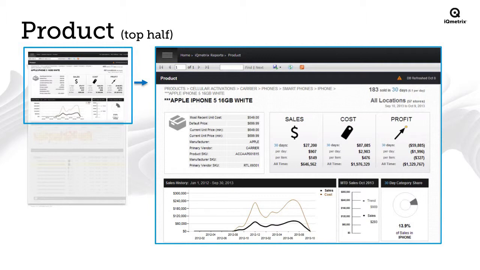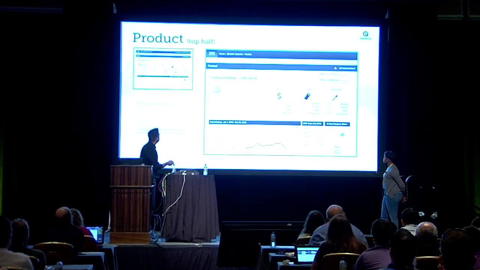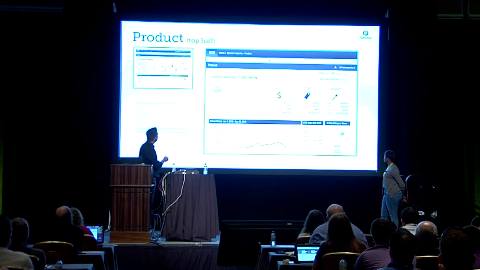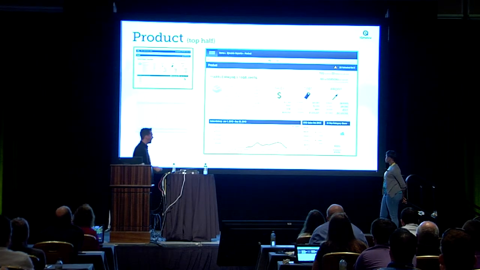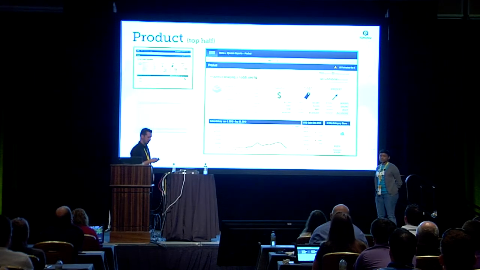We have trending for October, so it looks like we sold 293 in sales, which is almost nothing compared to a typical month. And we can also say, for this category, so iPhone 5 16 gigabyte white belongs to this category called iPhone. And when we look at the whole category, this phone makes up 14% of sales. So that's, again, a super valuable metric.